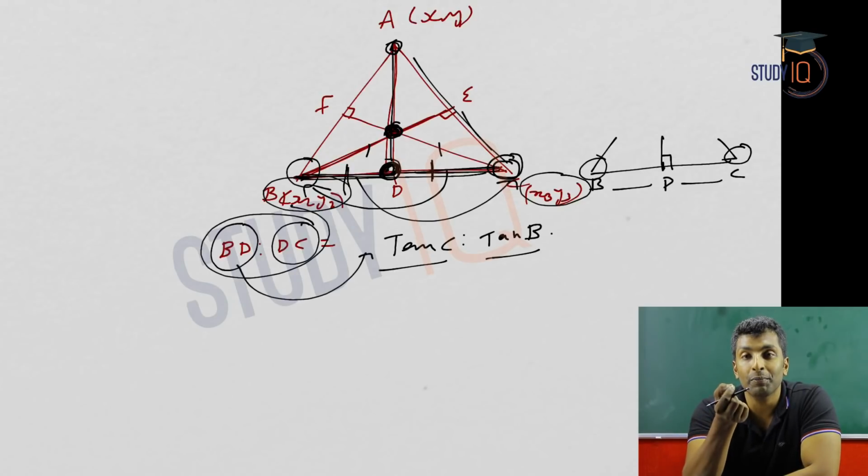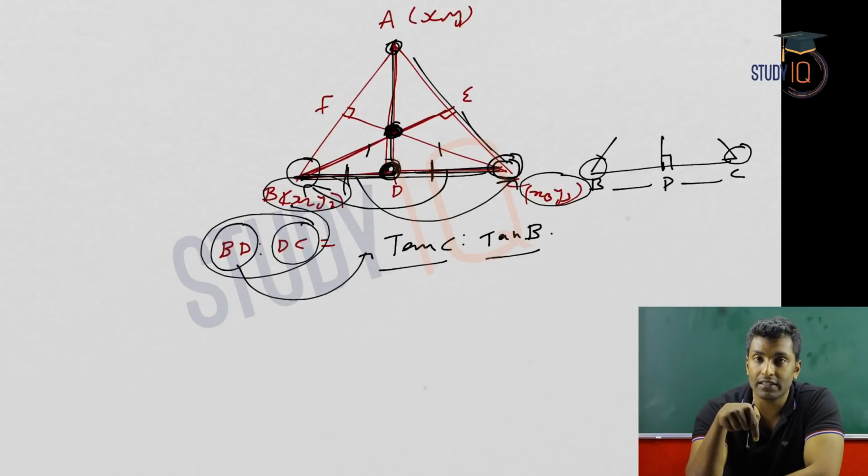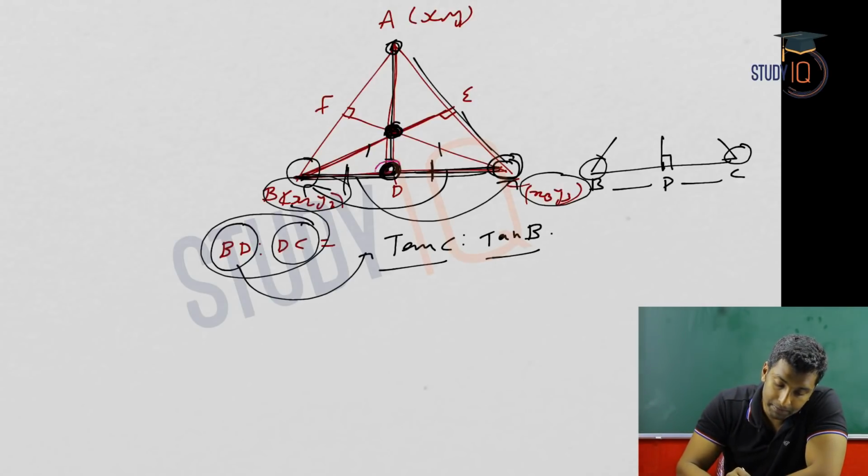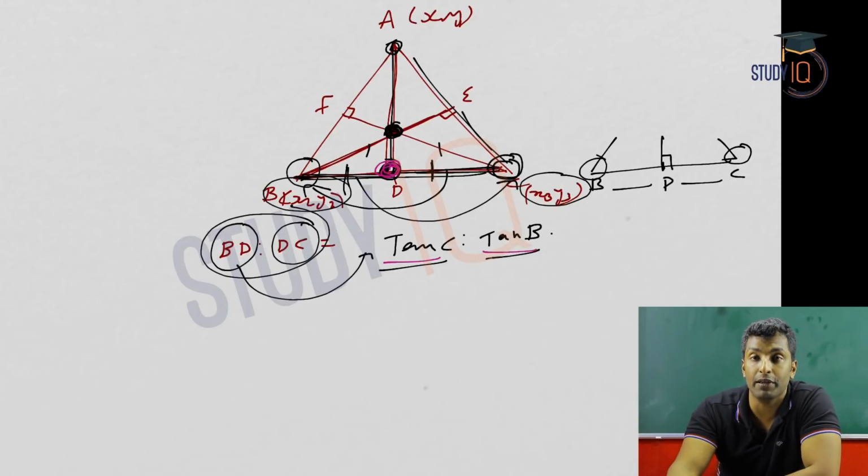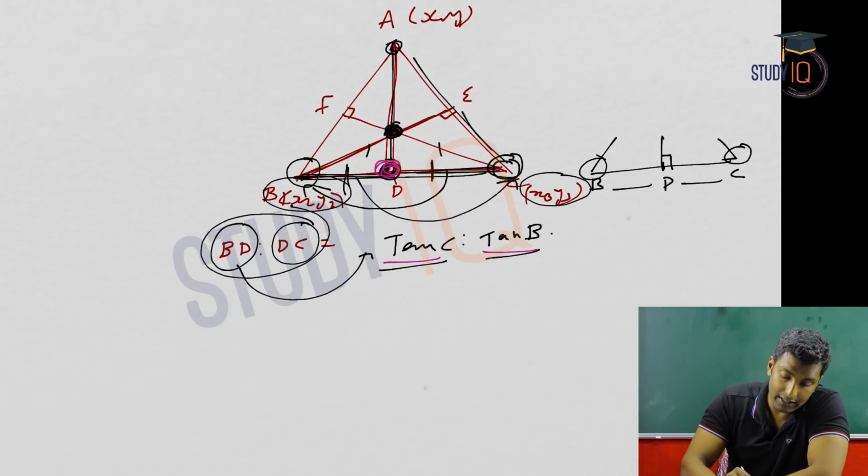So first I tell you the altitude divides the opposite side in what ratio? That's what we have discussed. So with that you can find D. I hope you understood. So the ratio is given, tan C and tan B. So you can find this point D.